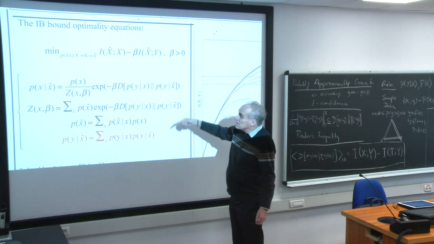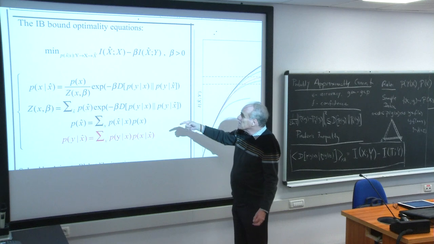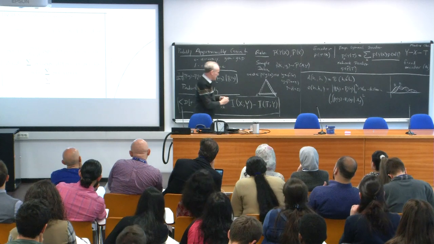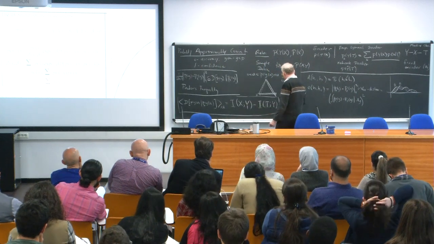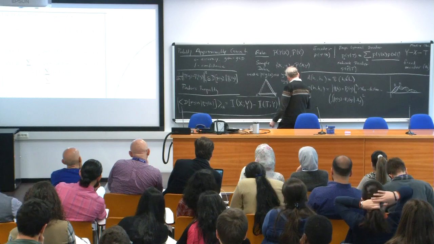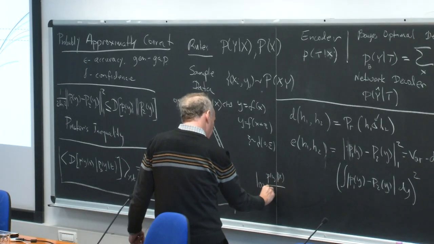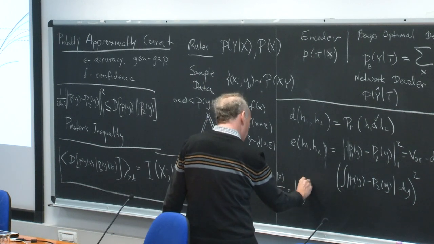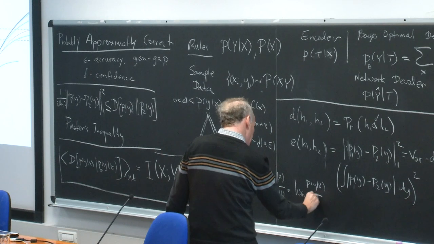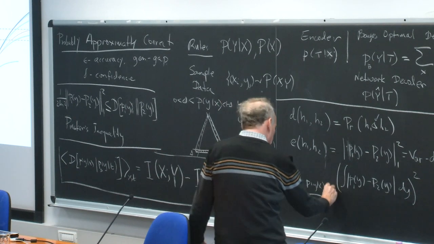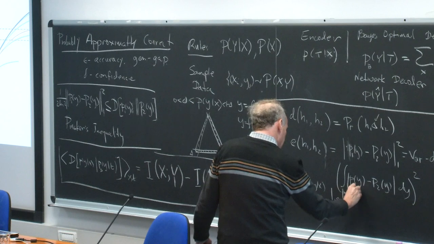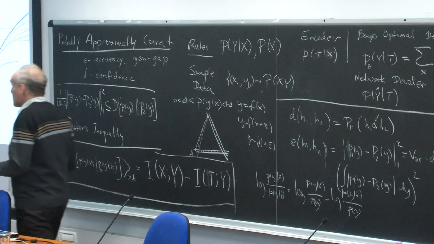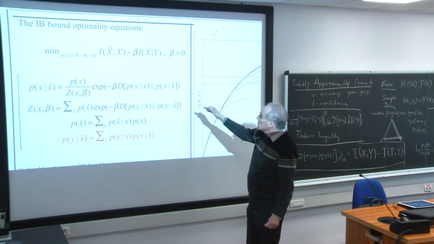Some algebra, which is really not difficult, shows that. By the way, proving this is actually a trivial thing. You just take the KL divergence of P(Y|X), take the log ratio of P(Y|X) to P(Y|T), and write it as a difference between log P(Y|X) over P(Y) minus log P(Y|T) over P(Y), and that's it. End of story. Now I'm actually using something similar here, that's why I got back to it.